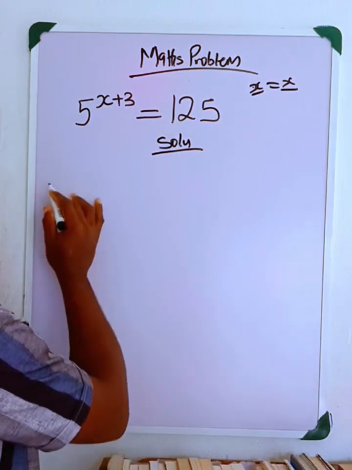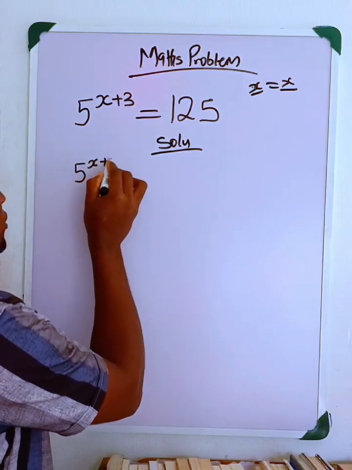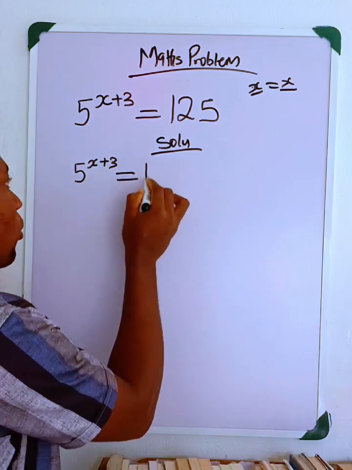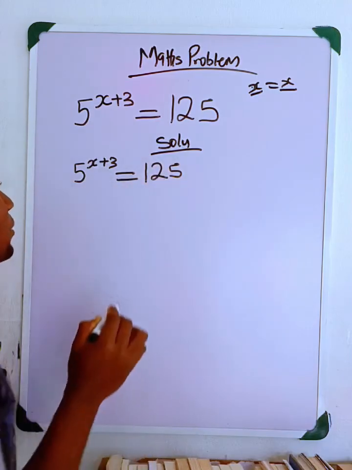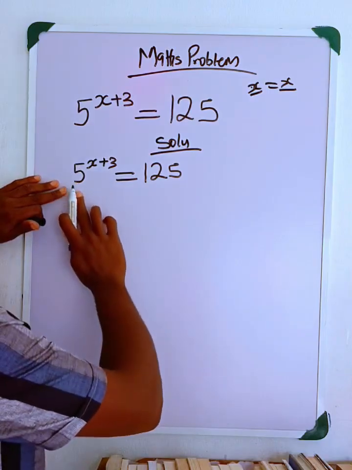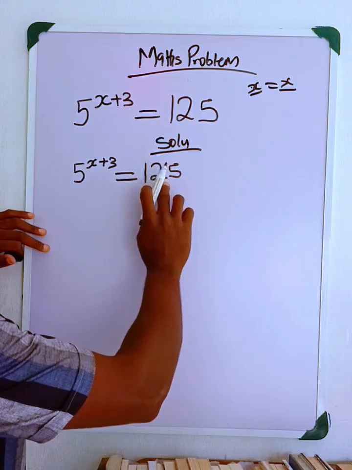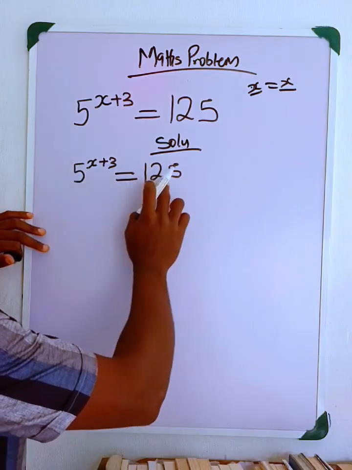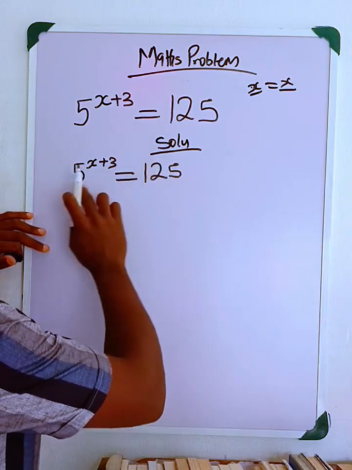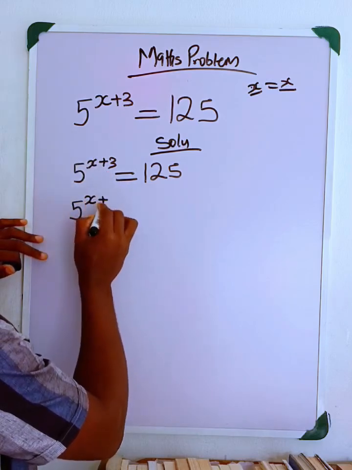Solution. We will rewrite the question: 5 raised to power x plus 3 equals 125. All right, now we have a base here, 5, but here there is no base, so the next thing we should do is to make them the same base. Let's try if we can have 125 to have the same base with this.